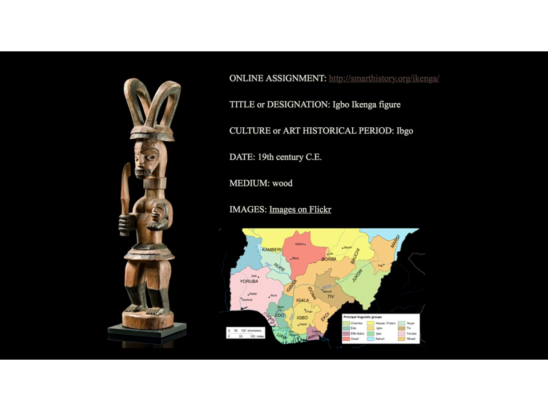So this is called the Igbo Ikenga figure. Igbo is the name of the group of people, and they're located in Nigeria. And Ikenga is a type of statue that we see here. This is from the 19th century. The medium is wood.